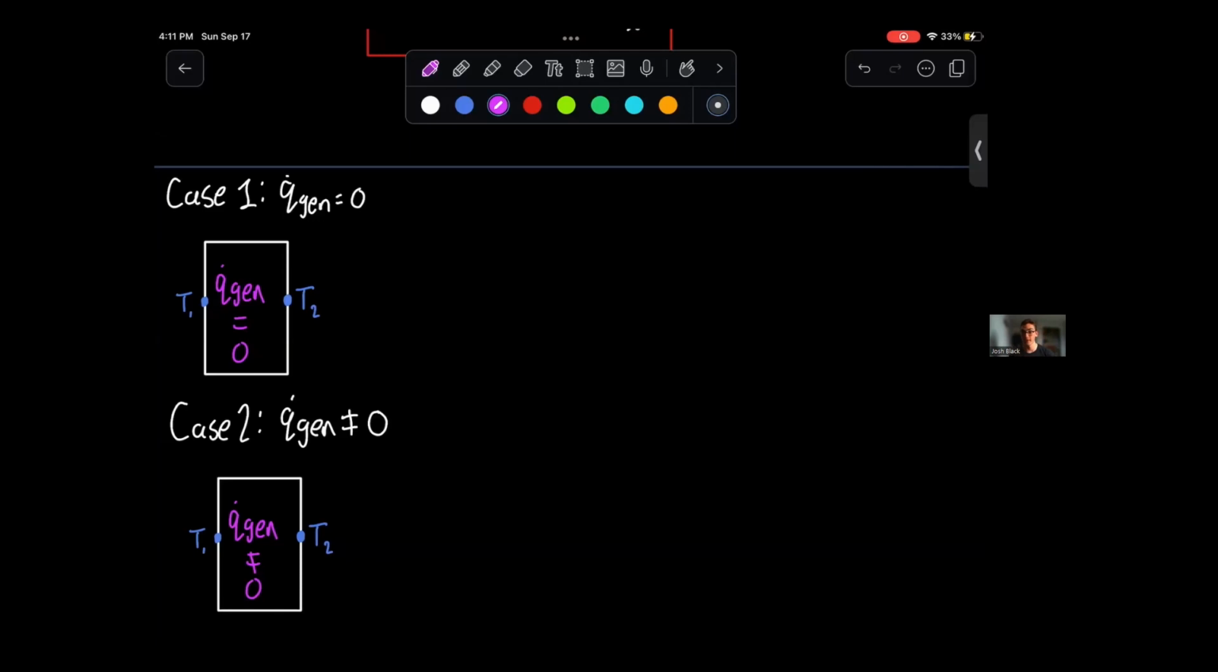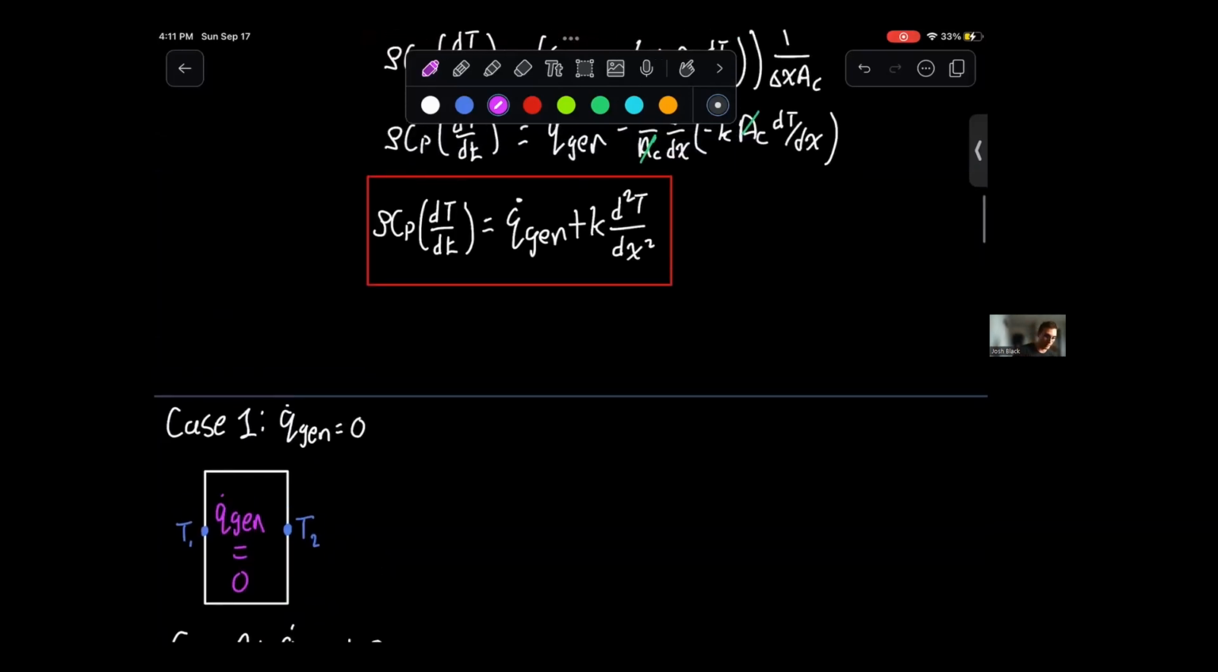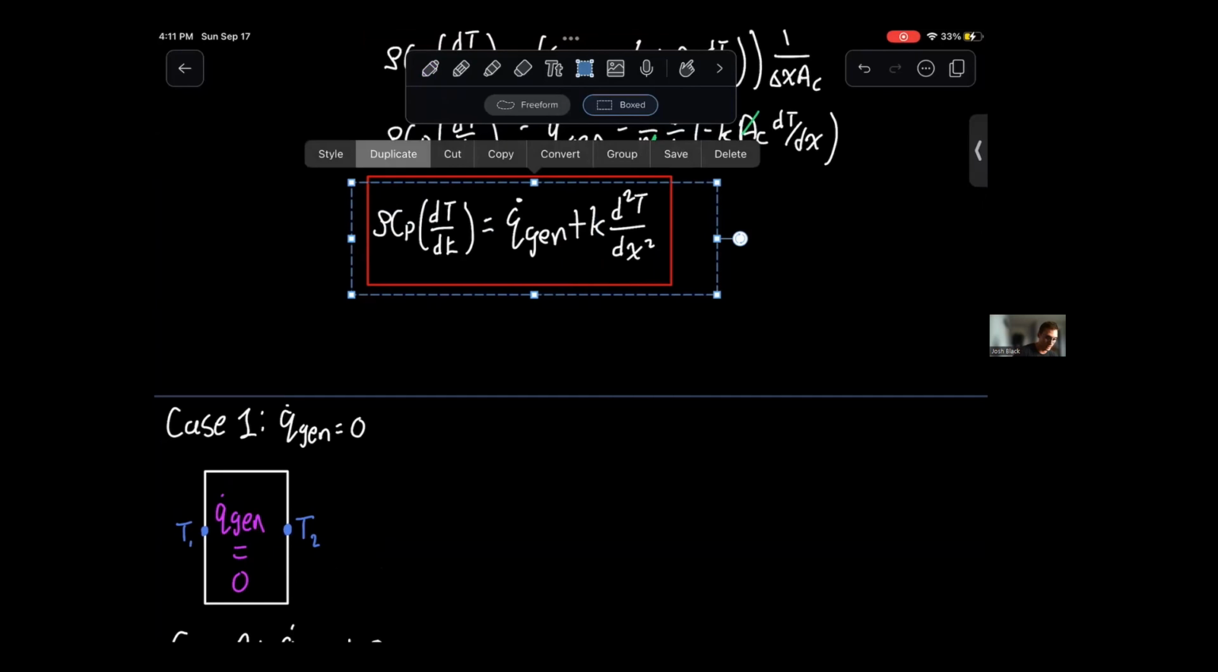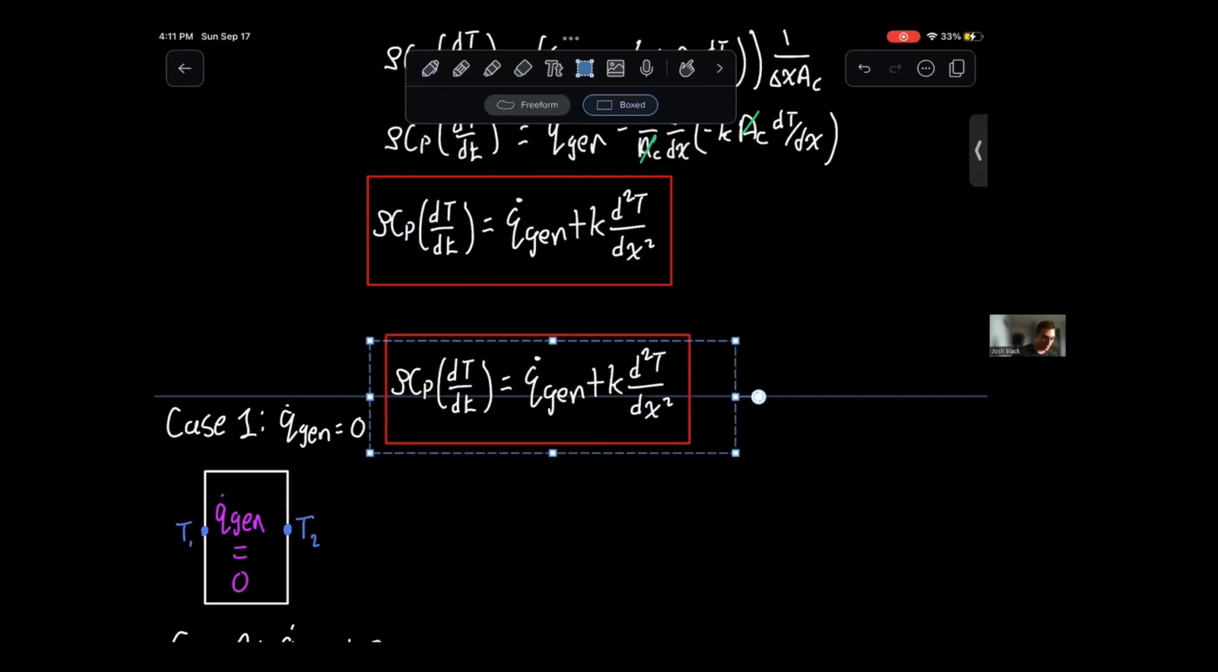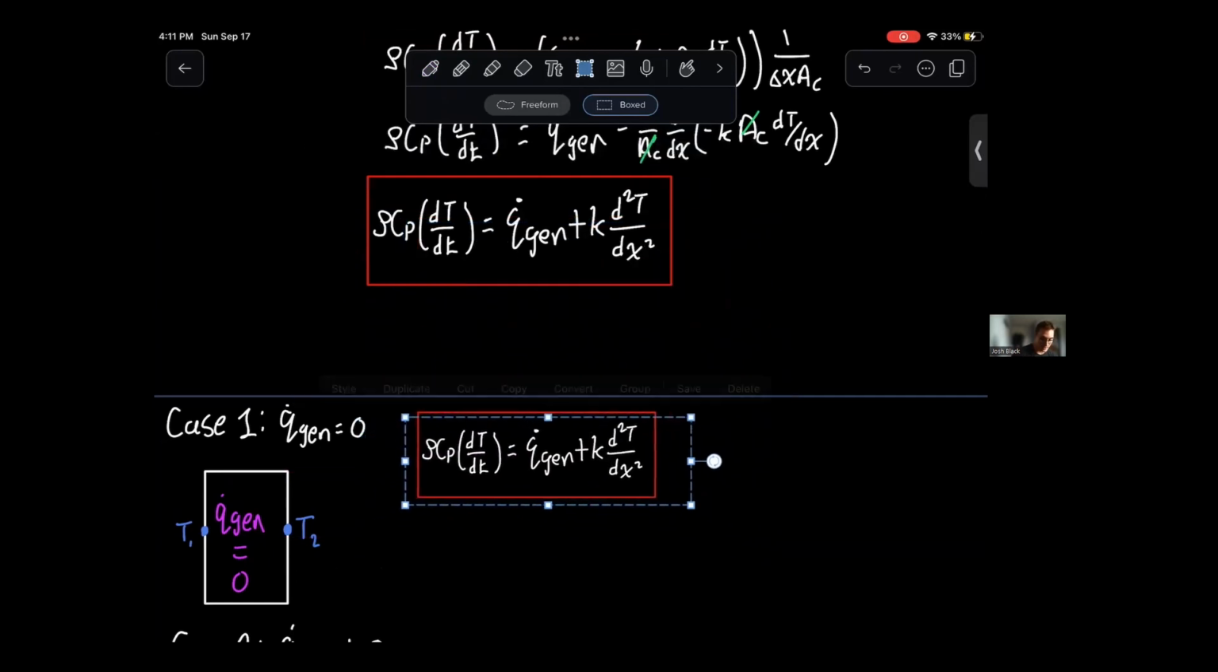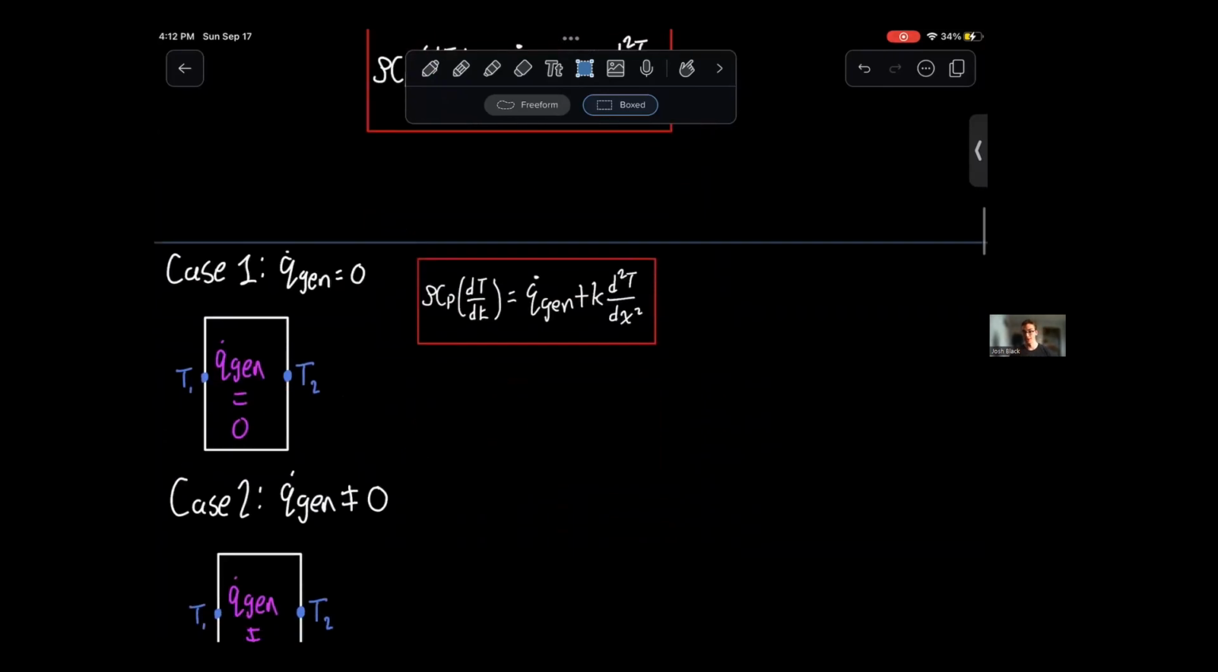Okay, so based off of different cases and different conditions, we're going to have different forms of the heat equation. Now, the one that we just derived is the general form, assuming that we're in only one direction and we have constant cross-sectional area and constant k. Now, all four cases that we're going to go over now assume steady state. What is steady state?